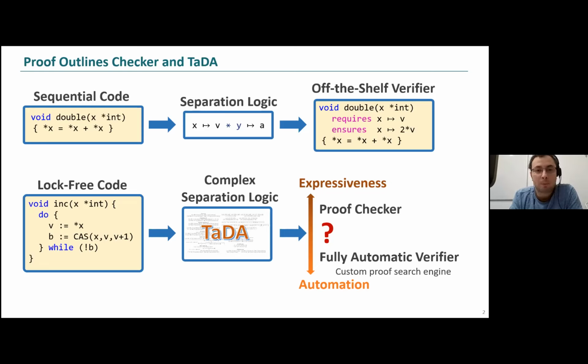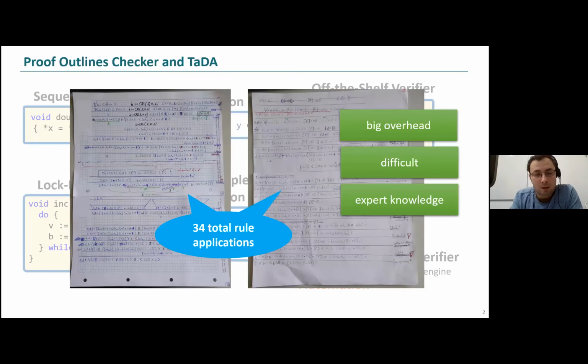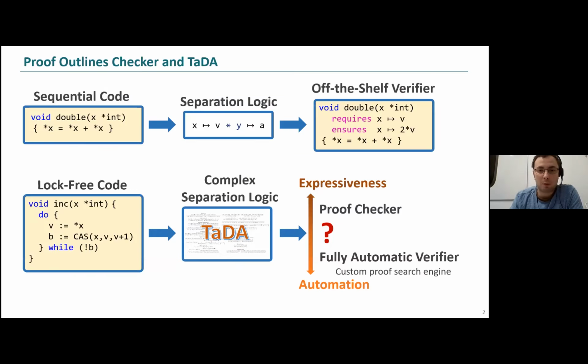Good. So now on the other end of the spectrum, we have a proof checker, very expressive, but severely lacking in automation. A proof checker, as the name suggests, checks the validity of proofs. And again, unfortunately, since the logic is complicated, so are the proofs. So for our tiny 4-line increment method, it requires around 34 total rule applications in order to prove a specification. This immediately means that there's a big overhead. It's difficult to get these proofs right. In particular, it requires expert knowledge for even minor details, which is something we want to avoid.